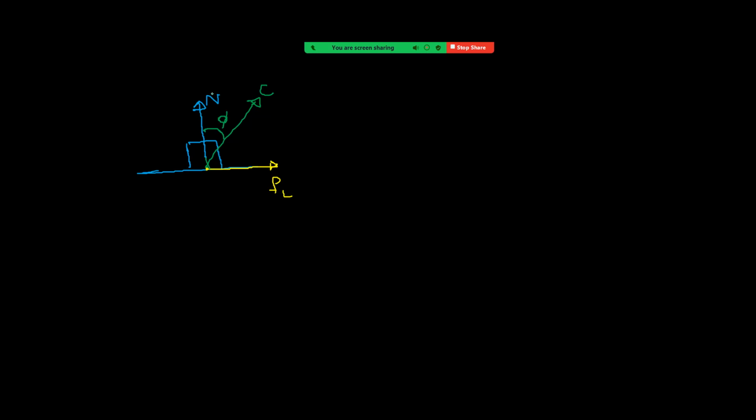So from this, what can we say? Normal reaction and limiting friction are mutually perpendicular. This is the resultant of those two. In vectors we have learned that there are two mutually perpendicular vectors, this is their resultant, and this is the angle made by the resultant with the normal reaction. Then this angle is given by tan phi equal to opposite, which is FL, limiting friction, upon normal reaction. And we have learned that limiting friction is mu s into normal reaction.